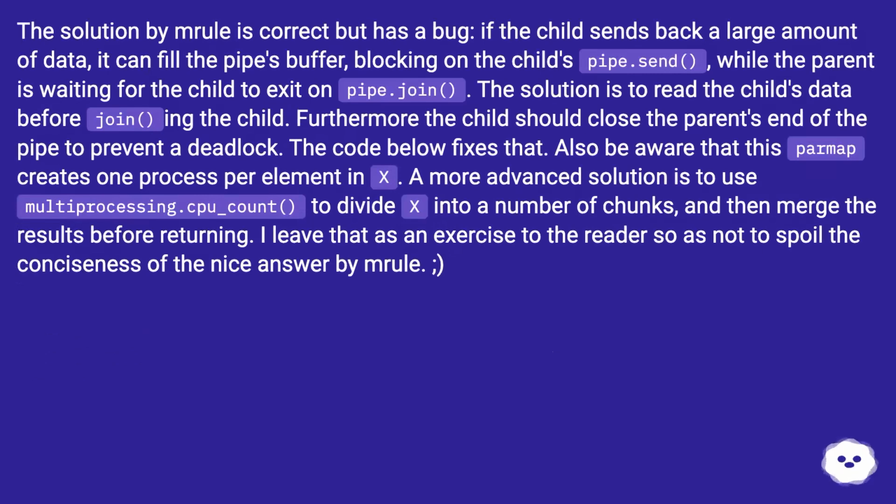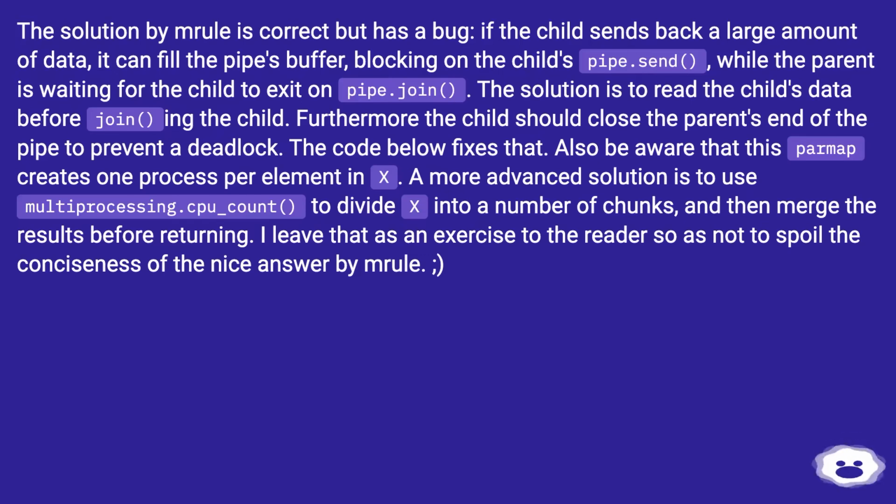The solution by rule is correct but has a bug. If the child sends back a large amount of data, it can fill the pipe's buffer, blocking on the child's pipe.send, while the parent is waiting for the child to exit on pipe.join. The solution is to read the child's data before joining the child. Furthermore, the child should close the parent's end of the pipe to prevent a deadlock. The code below fixes that.